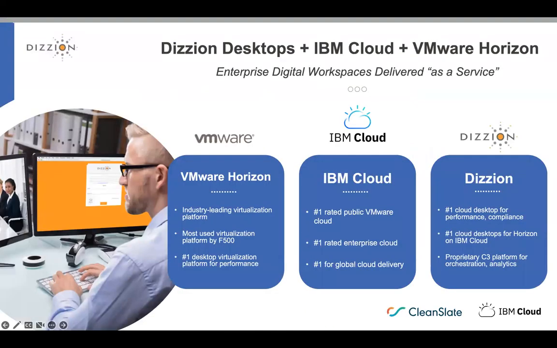So just a little bit about what the Dizzion offering is today. It is basically Dizzion desktops on IBM Cloud utilizing VMware Horizon. So the exact same Horizon Enterprise that everybody is used to using on-prem. What was key for us was being able to deliver an enterprise digital workspace as a service. So when you buy a desktop, you get VMware Horizon, you get the IBM Cloud, you get all of the Dizzion services, all included in that one bundle. That has been huge for a lot of our customers, and really helps them know exactly what they're getting.